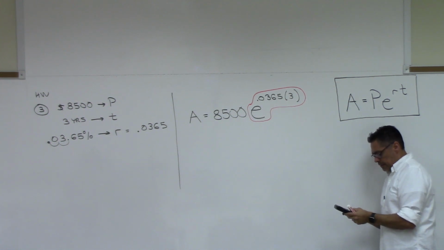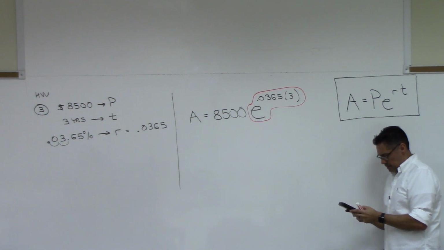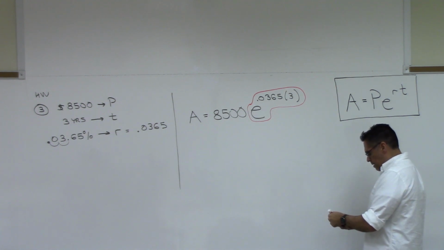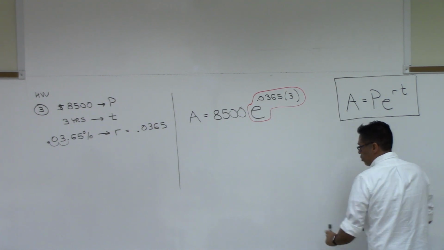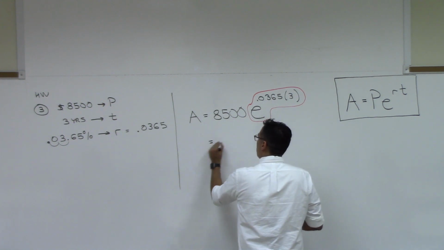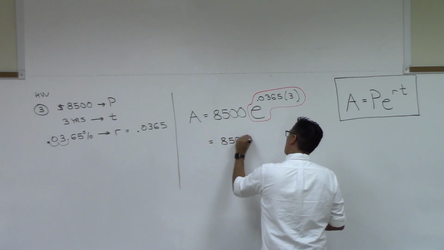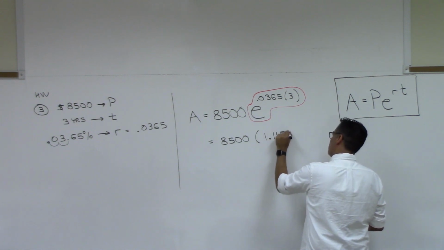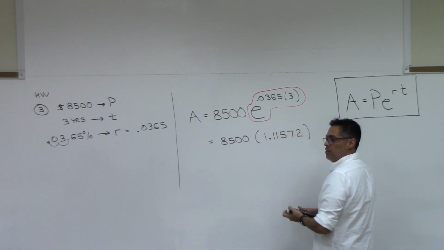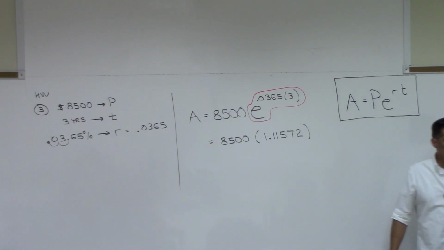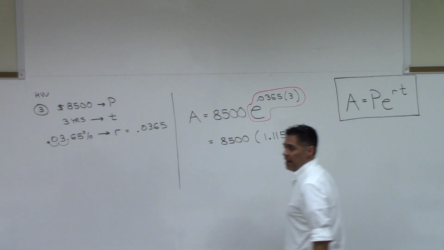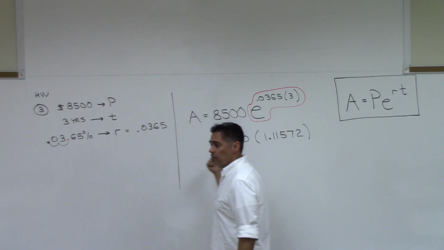So I'm going to just do all of this and then see if you get the same thing. I do E raised to the 0.0365 times 3. I get 1.11572. So 1.11572. You did the whole thing in the calculator. That's fine. That's okay. Were you able to get that or no?